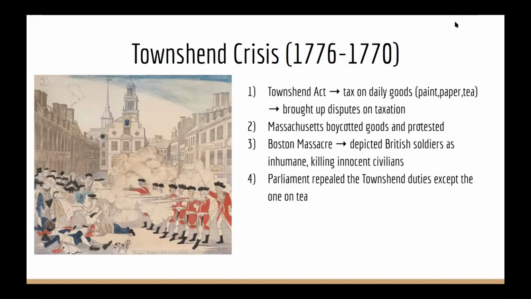Is there anyone who would like to participate to explain what the Boston Massacre was, or what they learned about the Boston Massacre? I don't have your names, but the girl who's raising her hand. Okay. Evelyn? Evelyn? You can respond.